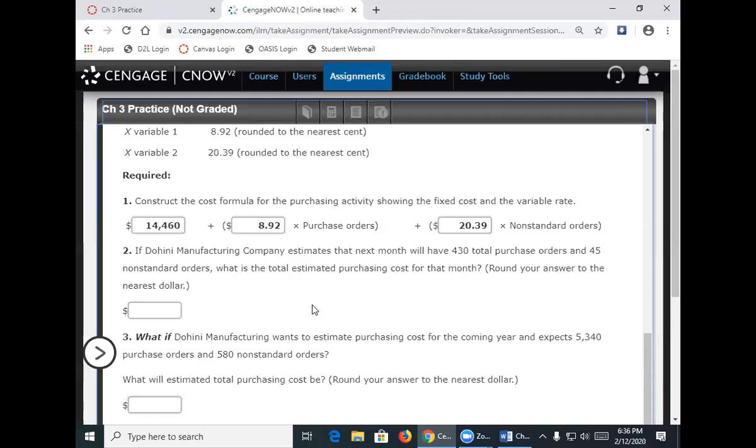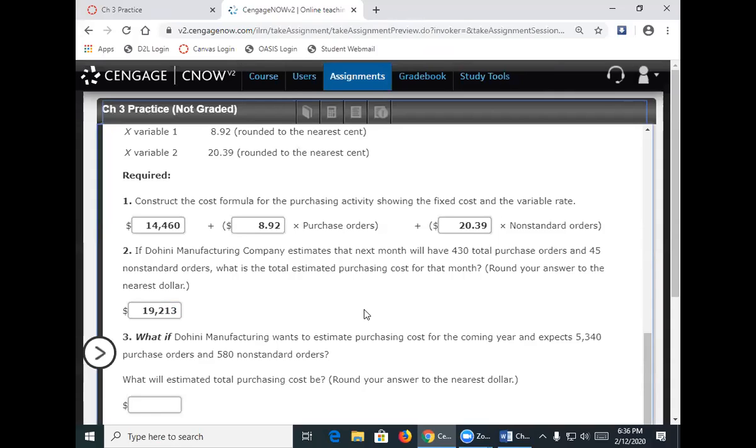So what would be my total purchasing cost for the month with 2 variables or 2 cost drivers? Very good, 19,213. Any questions on that?